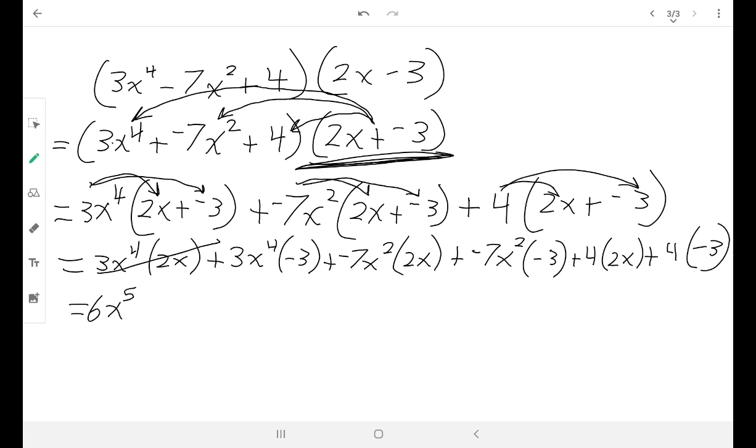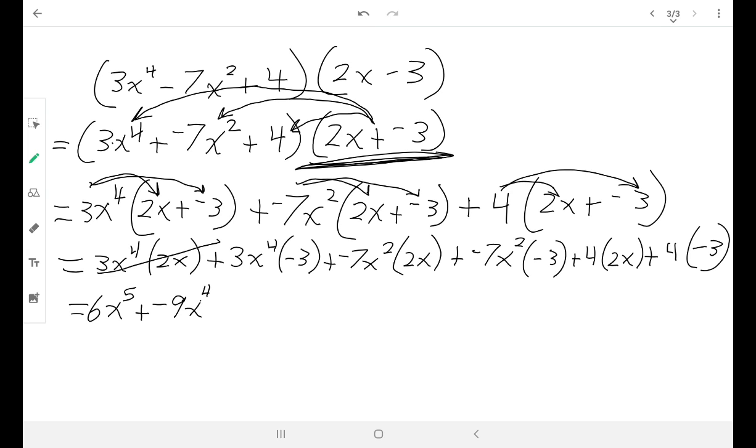Okay? So then this plus goes in between, and we'll do 3 times negative 3. Positive times negative is negative, and 3 times 3 is 9. And then I've got this x to the fourth, and notice that in this whole thing here, there are no other x's. So this is just negative 9x to the fourth.